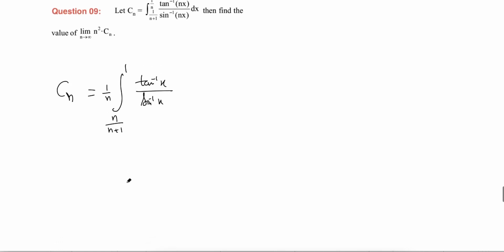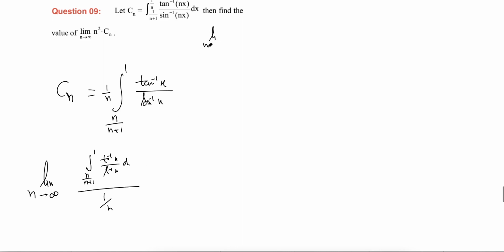Now they ask for limit n tending to infinity of n square Cn. So limit n tending to infinity, n square into this. If you do, the 1 by n will get cancelled, only n will be left. But that I can write as, please concentrate, otherwise you will not understand, tan inverse x by sin inverse x dx, with 1 by n. Now this is the limit actually. Let's see the form of the limit when n tends to infinity.